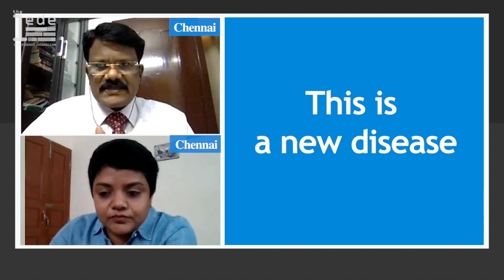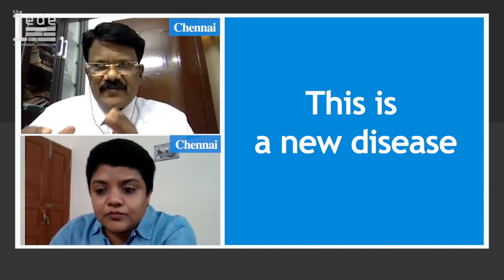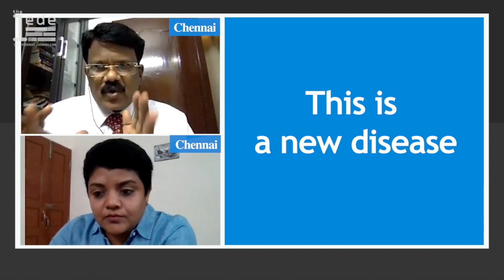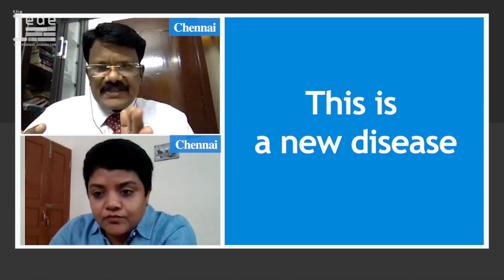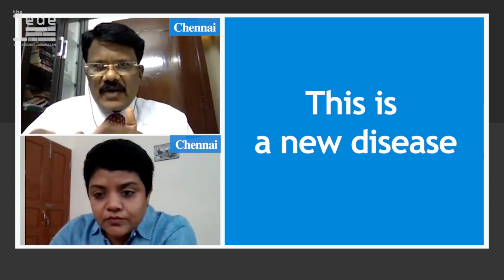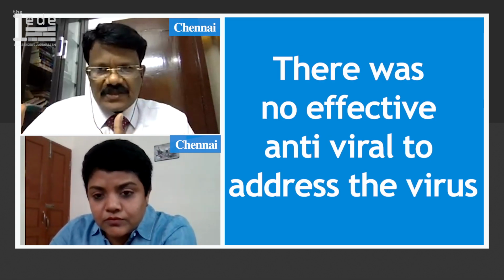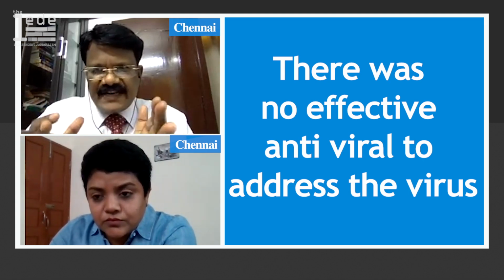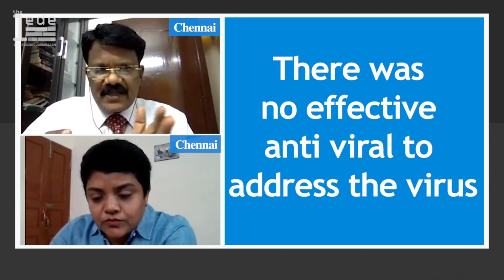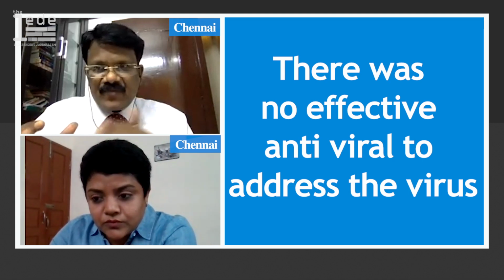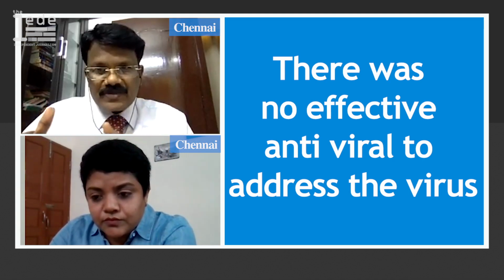How we started: we didn't have any protocol before. It's a new disease, and we had to read about it. What is the virus? What is the presentation, and what is the pathophysiology? When we read about the pathophysiology and the action of the virus, we found that primarily the pulmonary vascular thrombosis is the one causing the inflammation.